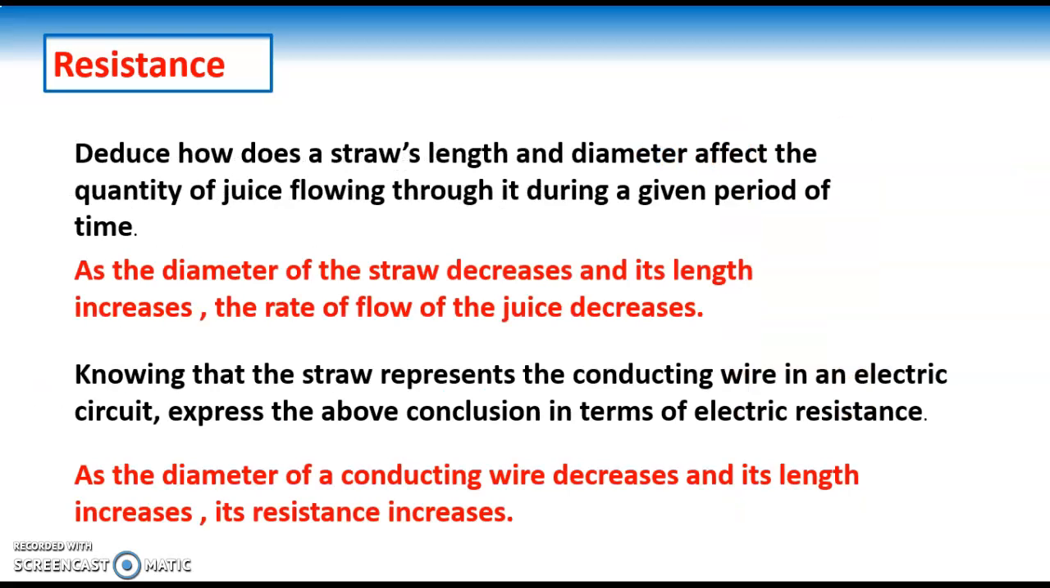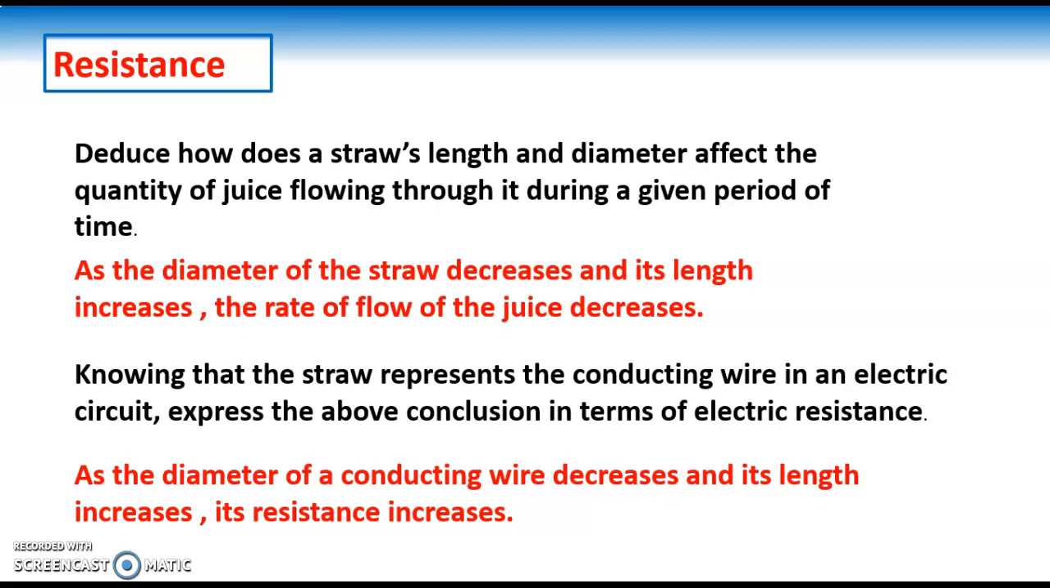So deduce how the straw's length and diameter affect the quantity of juice flowing through it during a given period of time. As the diameter of the straw decreases and its length increases, the rate of flow of the juice decreases. So we said a longer straw needs more time, a narrower straw gives less amount, so the rate of flow of the juice decreases.